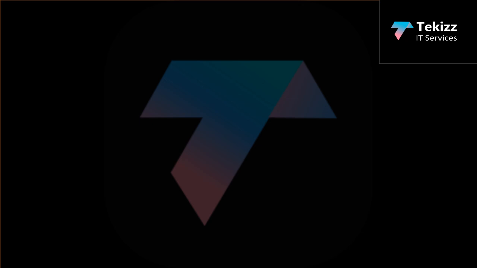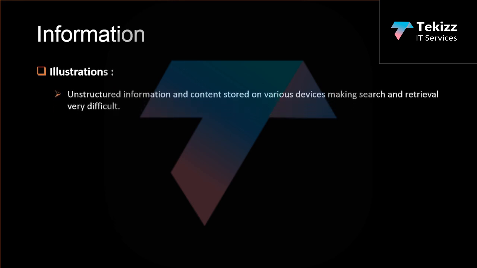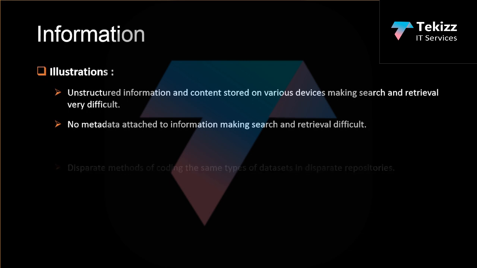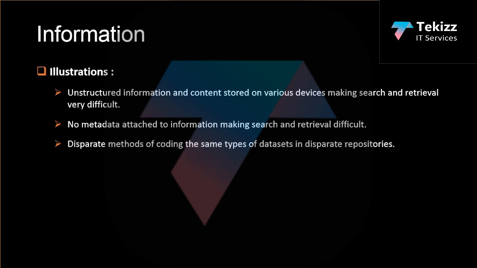And the next category is information. The illustration of that will be unstructured information and content stored on various devices, making search and retrieval very difficult. And no metadata attached to information, making search and retrieval difficult. And disparate methods of coding the same type of database and disparate repositories.